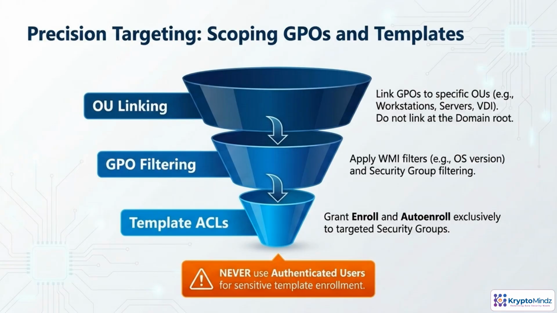For secure auto-enrollment, aim for a narrowing funnel of scope and permissions. Start by linking GPOs only to the OUs that actually need these certificates, not at the domain root. Then tighten with GPO filtering. Combine WMI filters, such as OS version, with security group filtering so only the right class of machines gets the policy. Finally, harden the certificate templates themselves. Grant enroll and auto-enroll only to specific security groups, never to authenticated users.